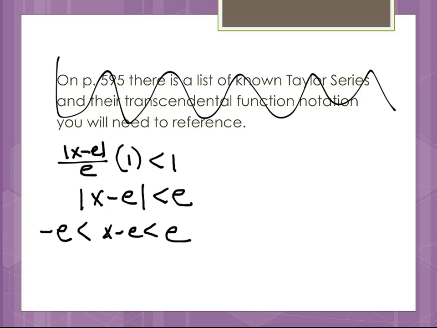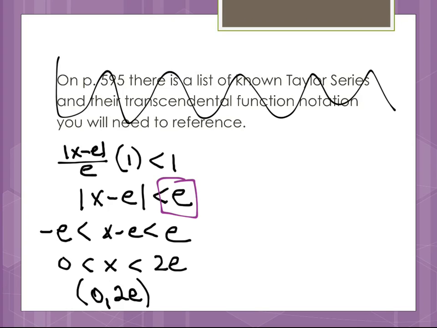If I add my e everywhere, what does the inequality become? Right, 0 is less than x is less than 2e. So the interval becomes 0 to 2e. And if I were asked to find the radius of convergence, which I'm not, it would be e on this problem. This actually tells you the radius right there already, too.